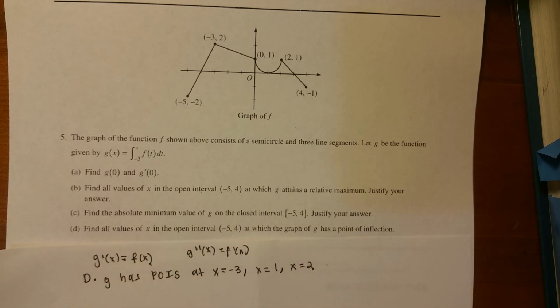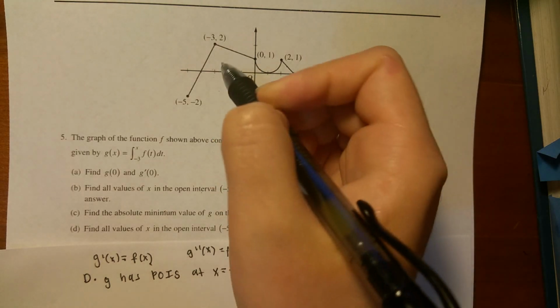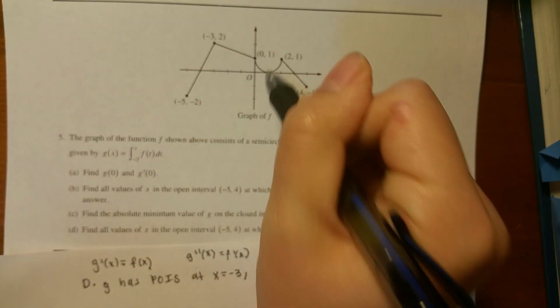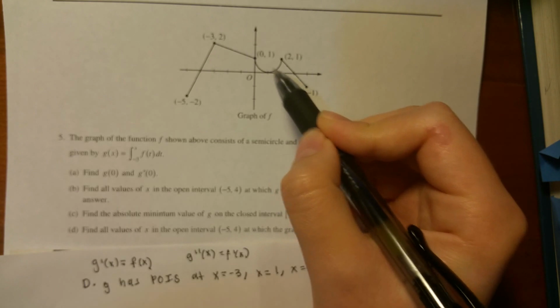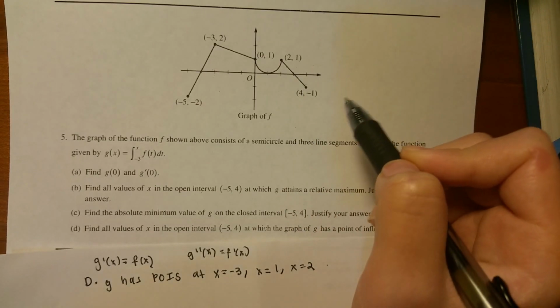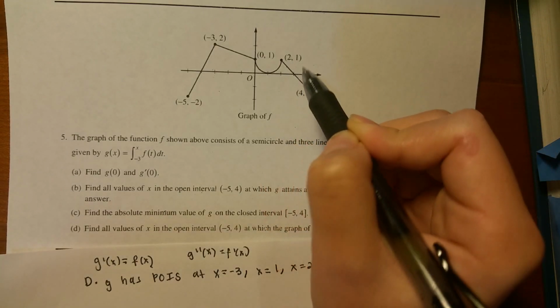If we look at the graph of f, we can see that the slope of f changes signs at x equals -3, 1, and 2. Another way of looking at this problem is to see whether the function f is changing from increasing to decreasing or decreasing to increasing. So as we can see, at x equals -3, the graph of f is increasing and then decreasing. At x equals 1, it's decreasing and then increasing. And then at x equals 2, it's increasing and then decreasing.